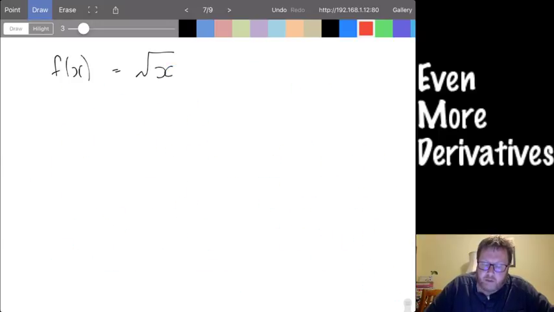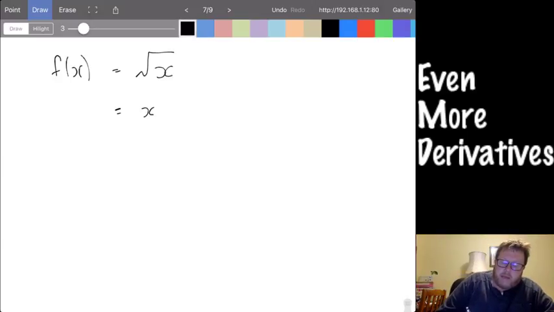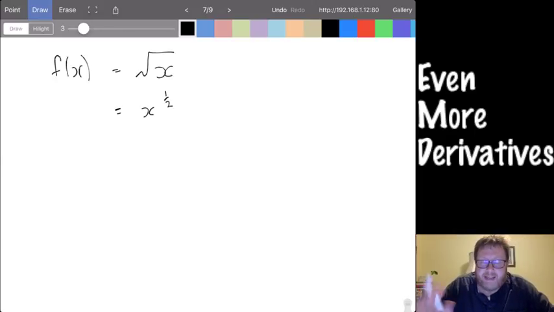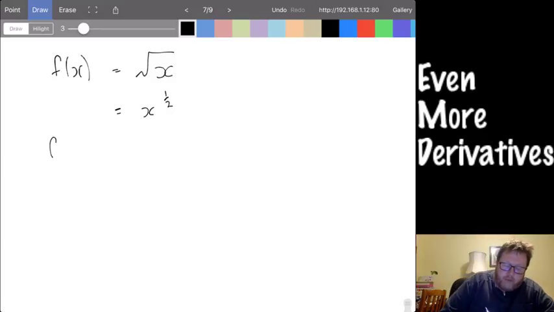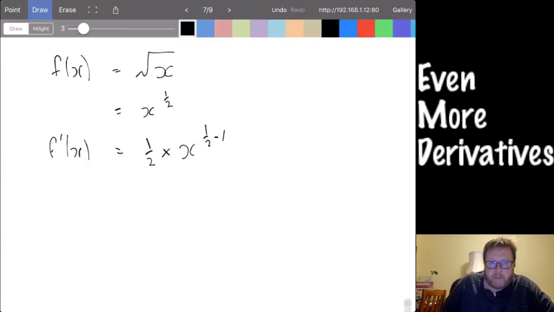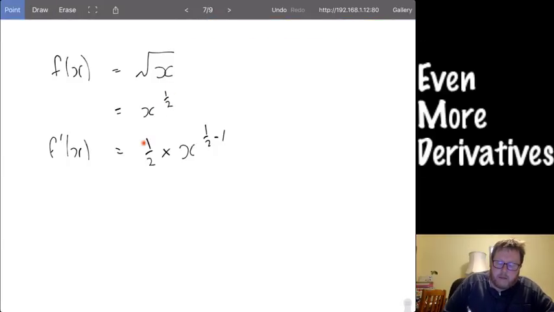So f of x equals the square root of x. Well, quite clearly then, based upon what we said before, this can now be written as a fraction, x to the power of a half. And now we can apply the power rule exactly the same way as we have for every other situation. We derive it like so. F dash of x is equal to a half times x to the power of a half minus 1. Just like we've done all along. The number that we start with becomes multiplied at the start, and the power gets 1 subtracted away from it.